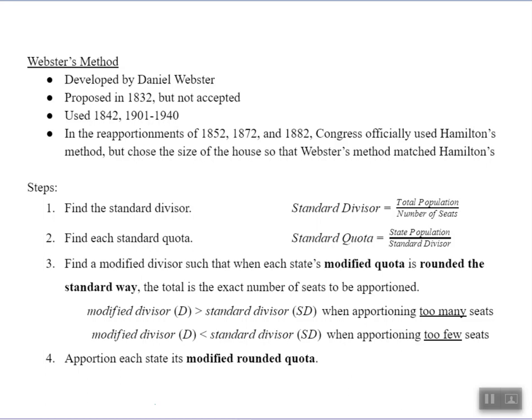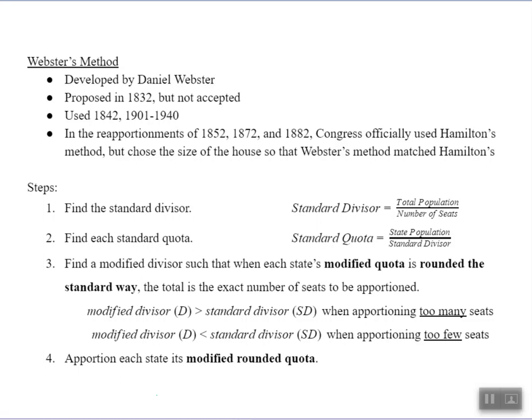Weirdly enough, although Congress officially used Hamilton's method between 1850 and 1900, they purposely chose the size of the House of Representatives so that Webster's method and Hamilton's method produced the exact same apportionment in 1852, 1872, and 1882. Many people consider Webster's method to be one of the most fair methods of apportionment, so it's interesting that it was only used for such a brief period of time in the United States.